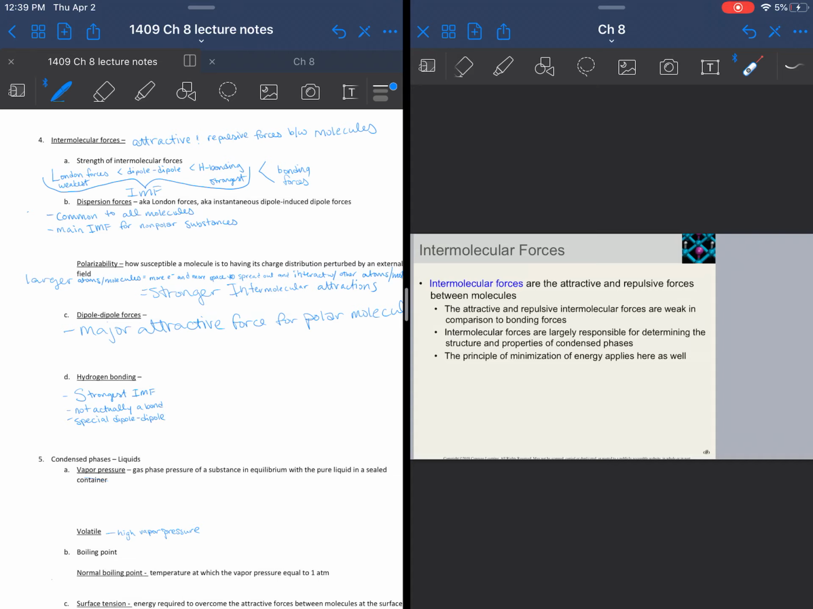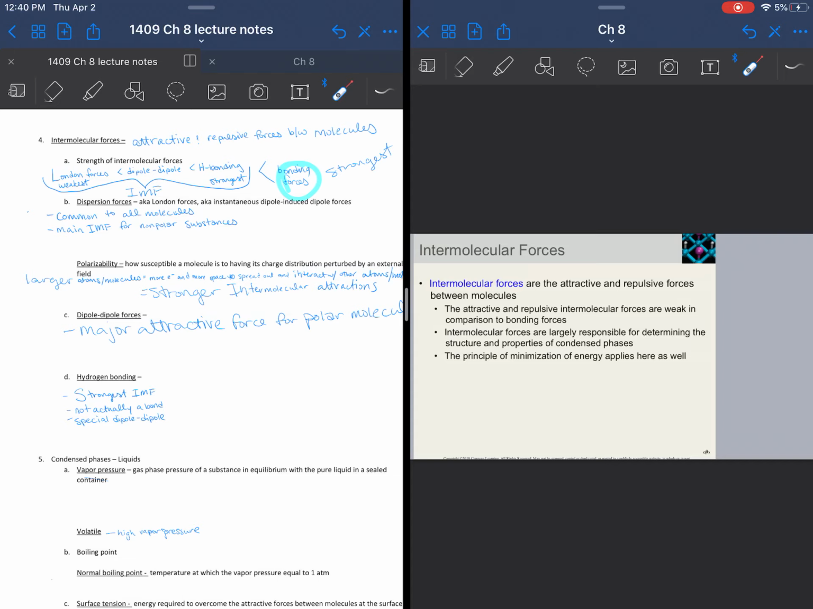There are different types of intermolecular forces. Some are stronger, some are weaker, but something to note is that bonding forces are always going to be the strongest. So these forces we're going to talk about today are not going to be stronger than your covalent and your ionic bonds. We're going to look at London forces, dipole-dipole interaction, and hydrogen bonding. So the London forces are the weakest, then dipole-dipole, and then hydrogen bonding.